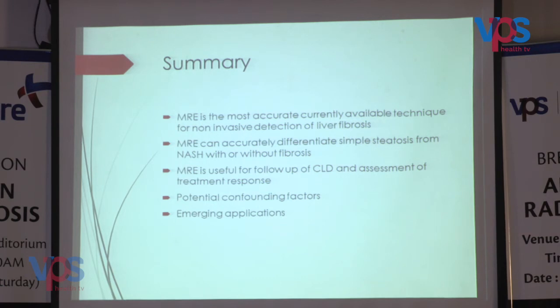So to conclude, MR elastography is the most accurate currently available technique for non-invasive detection of liver fibrosis. And this is a very important point: MR elastography can accurately differentiate simple steatosis from non-alcoholic steatohepatitis and fibrosis. So if your patients are having fatty liver, you may want to think whether you need to get an MR elastography done and pick up steatohepatitis at an early stage.